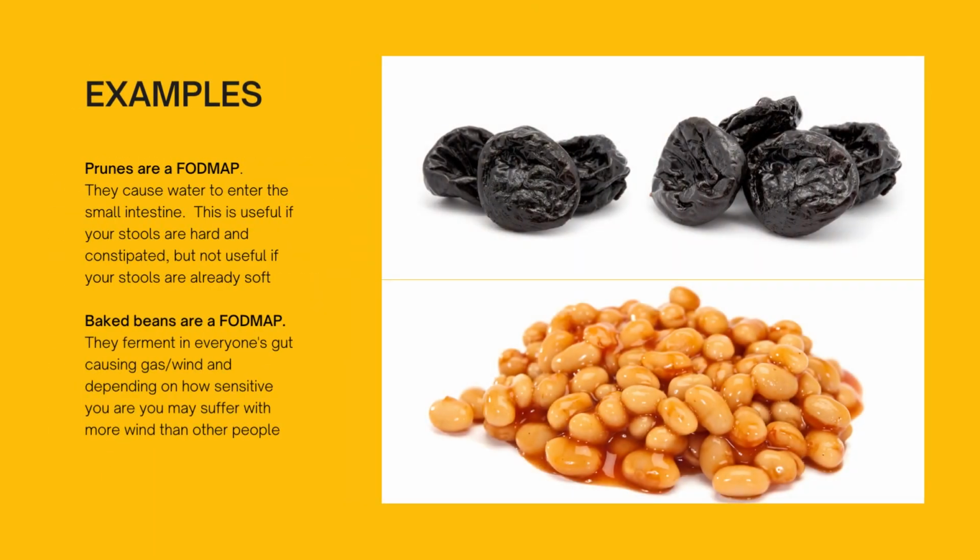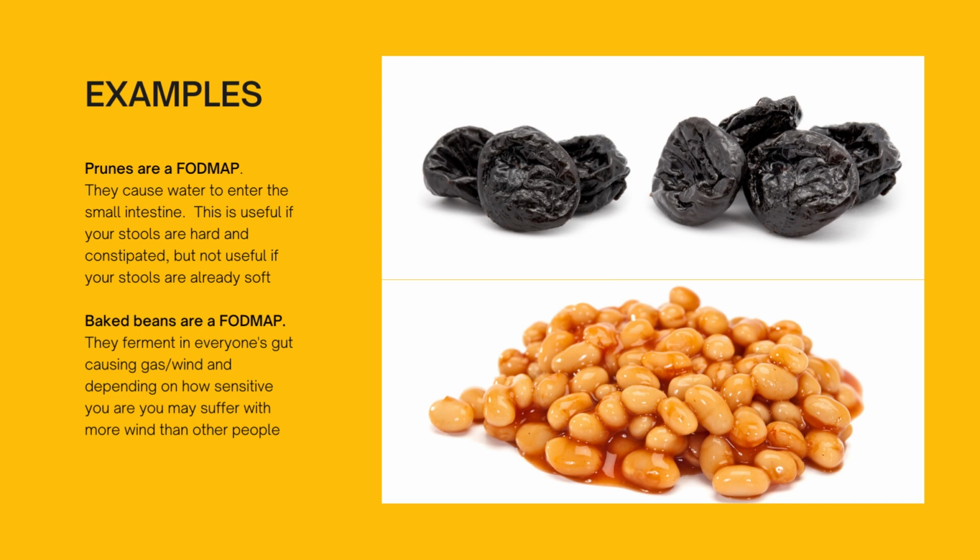So to give you some examples to try and make it more understandable what we're talking about. There's a picture of prunes at the top here. Now prunes are a FODMAP food. They cause water to enter the small intestine. Now this is really useful, of course, if your stools are hard and constipated, and that's why we give prunes to patients with constipation. But of course, giving prunes to somebody who's already got soft stools is really not going to help because it's going to add more water into their already soft stools and give them diarrhea.